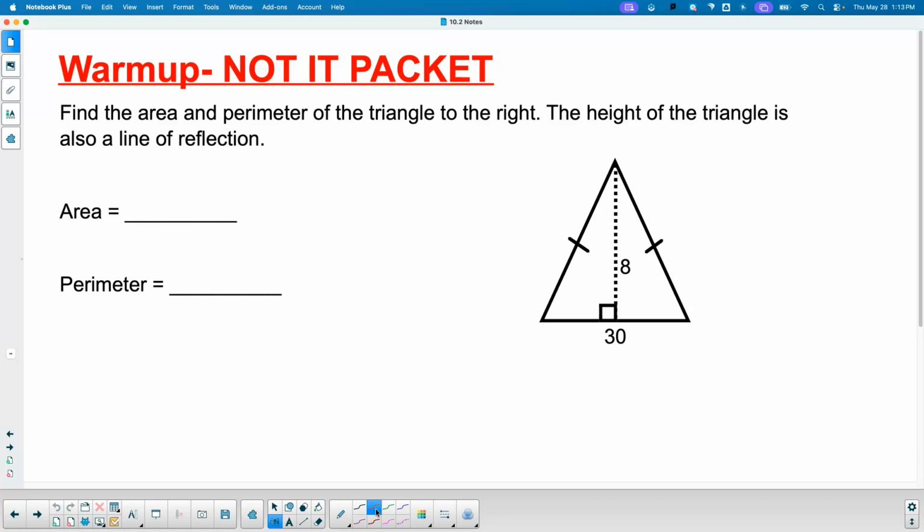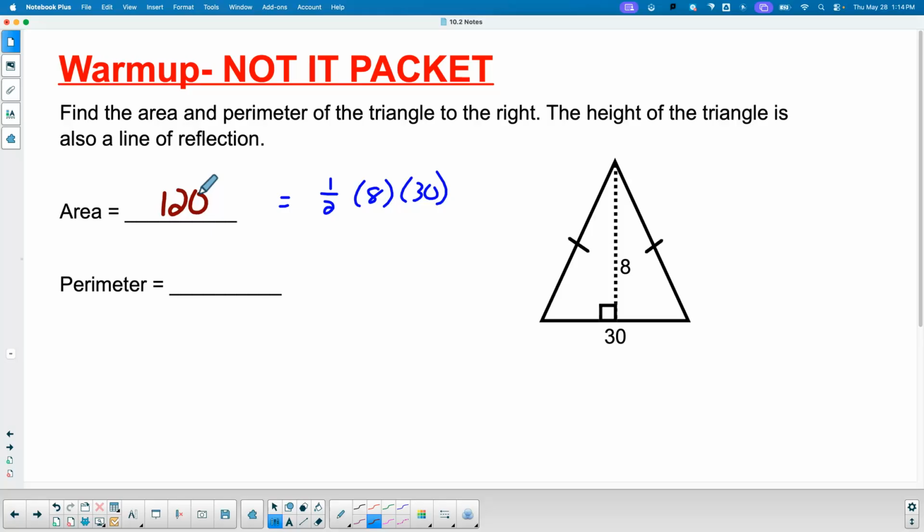Okay. Do we need to do that for the area? Does the line of reflection help us with the area? No, because the area is 1/2 times 8 times 30, right? Okay. Which is what? 120? Still haven't used the line of reflection yet.